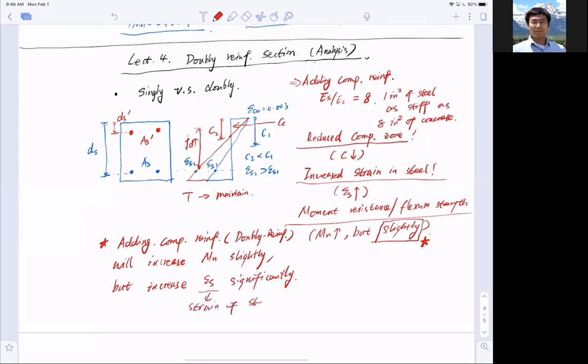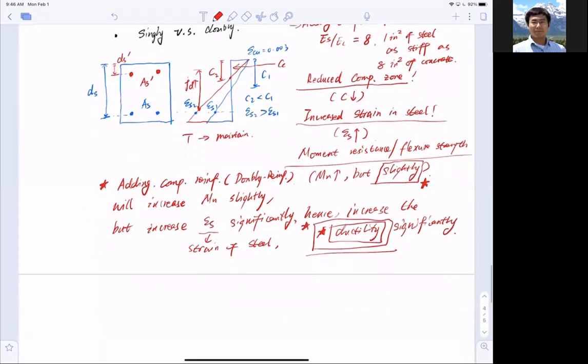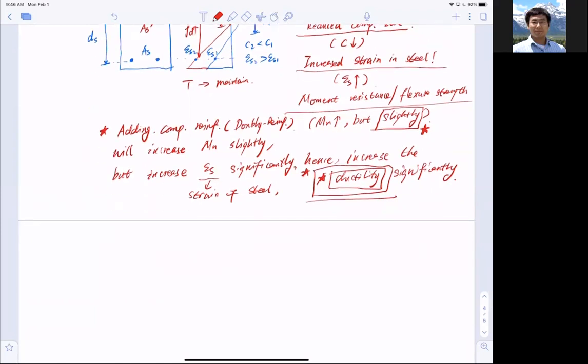And what does that mean? It means that hence it will increase the ductility significantly. So when I ask what is the major benefit of adding compressive reinforcement, you say ductility. Let me put two squares on it. So remember it's ductility that is the benefit of adding compressive reinforcement. Not the moment capacity, but the ductility of the section. All right, critical concept.